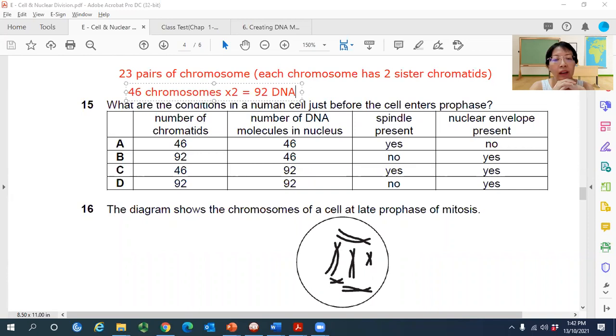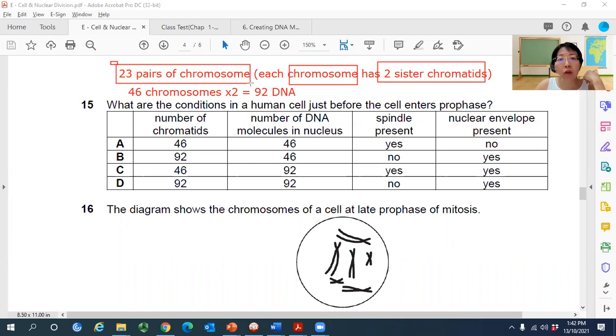Correct? Yes, correct. I don't want to elaborate about the 23 pairs. Just say that each chromosome is made up of 2 sister chromatids. A pair means 2, like a pair of persons means 2 persons. So 1 pair of chromosomes means 2 chromosomes, and 23 pairs means 23 times 2, which is 46.